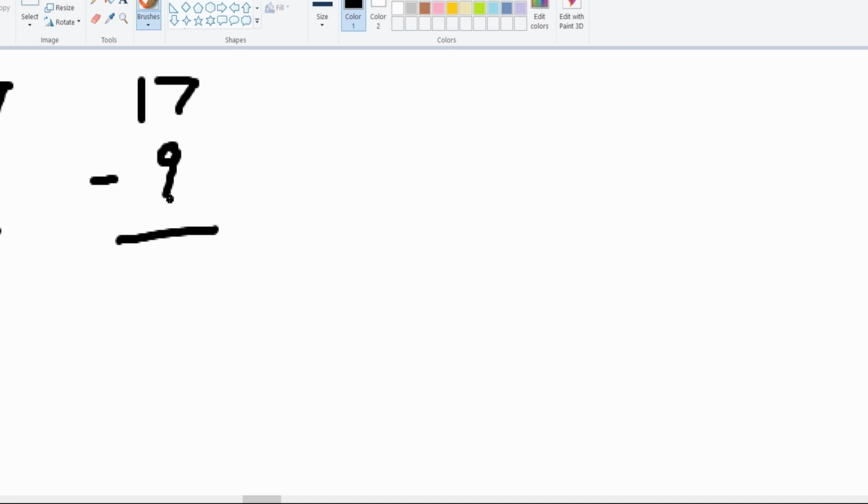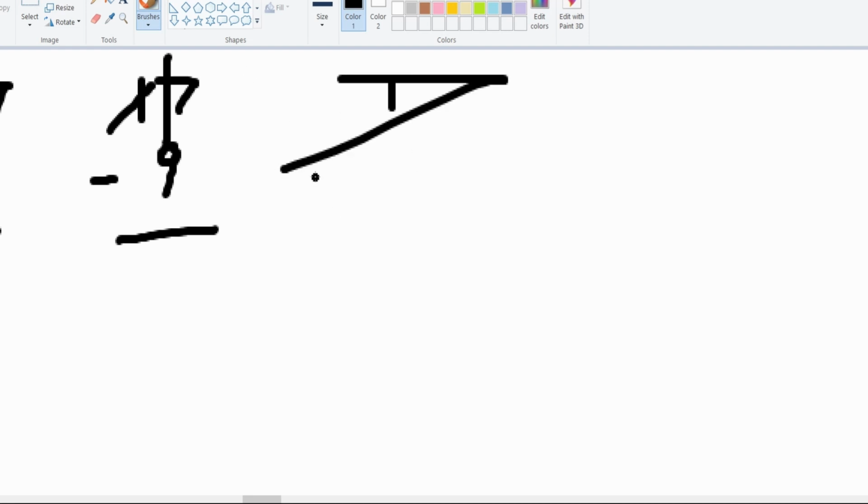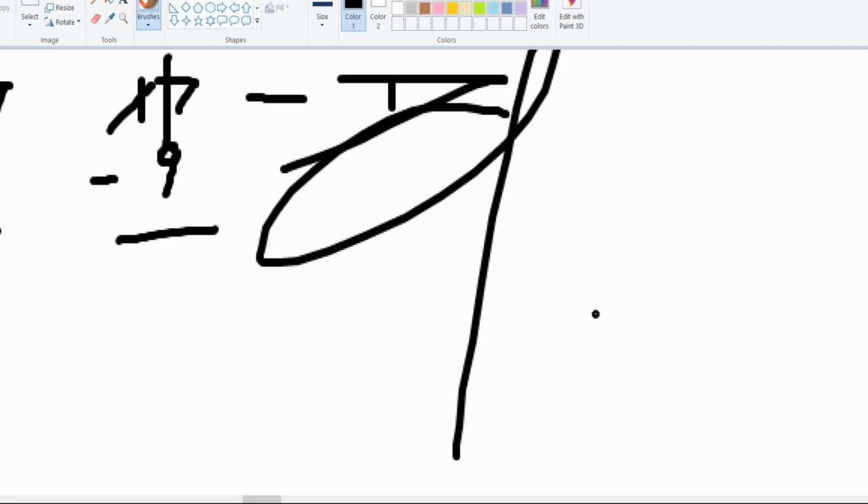So next we're going to cross out that 1 and put it right in front of the 7. You know, this makes the problem a bit easier. So now we have 17 minus 9. Oh, that's weird, my thing's glitching out.